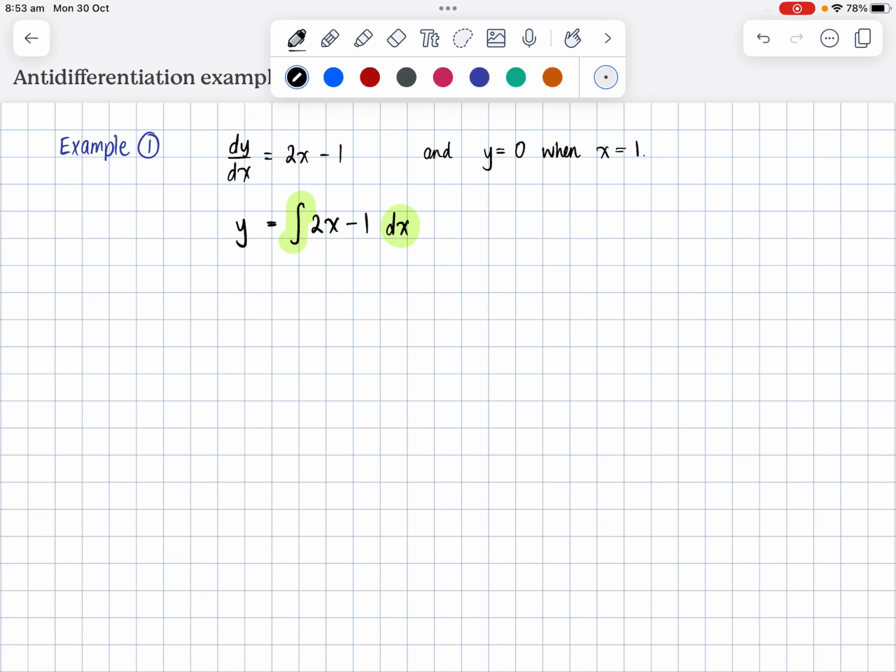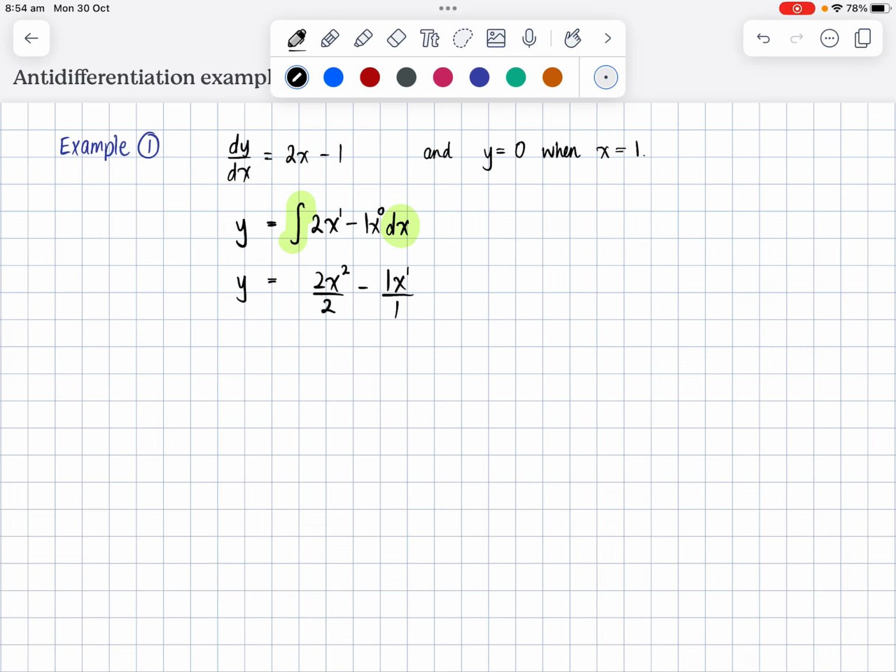So what does that look like? Let's just do it part by part. Starting with the 2x, I'm going to add 1 to the power of x. It was a 1 up here, it's now going to become a 2. Then I'm going to keep the coefficient and divide by that new power. Minus, and again, this minus 1 was x to the power of 0. So if I add 1 to the power, I'm going to have x to the power of 1, keep the coefficient, divide by the new power.